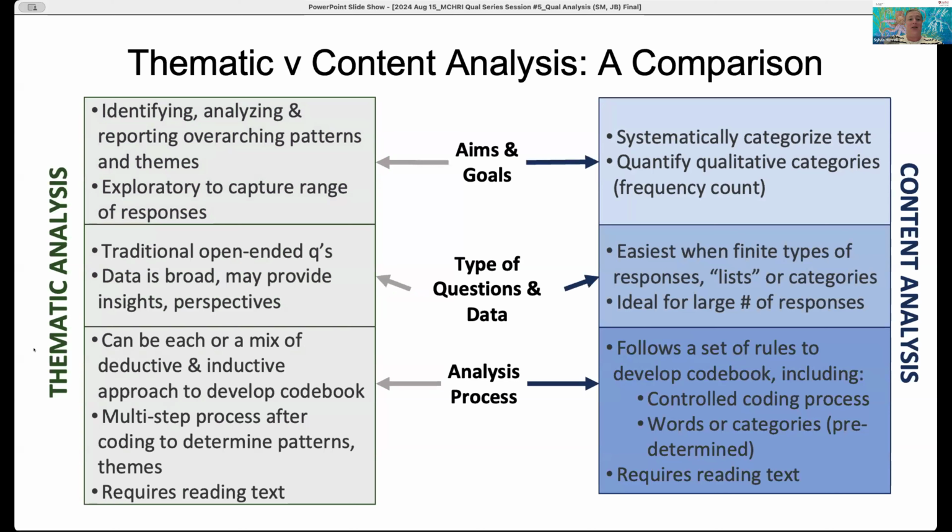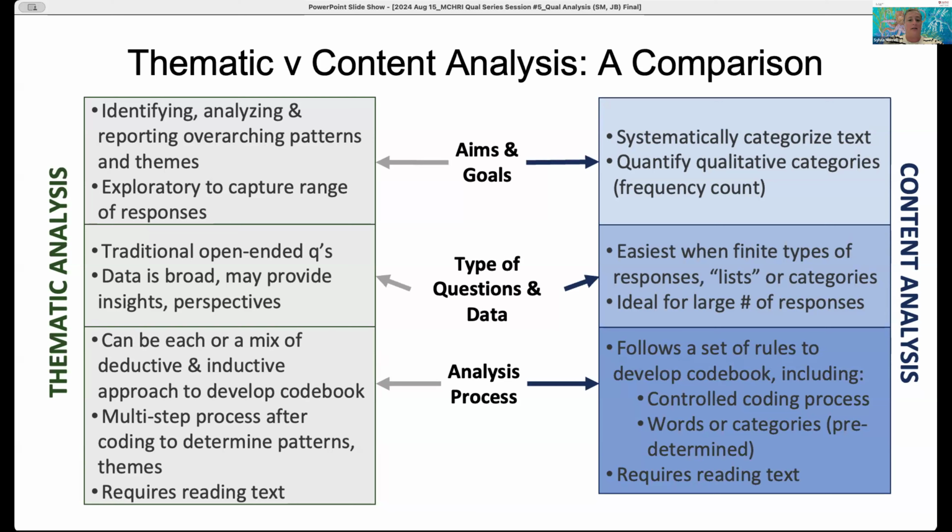Content analysis itself, the aims and goals of this approach is this systematic categorization of text. You might be collecting frequency counts of codes that are applied across data sources or participants. It's this quantification of qualitative categories. So you still might have some qualitative categories, but you want to see how often they occur across the various groups of people. So this is usually done when there's a finite type of responses, such as survey questions, or that you ensure that this question was asked because you knew in advance that you wanted to quantify this information. It could be types of lists or categories.